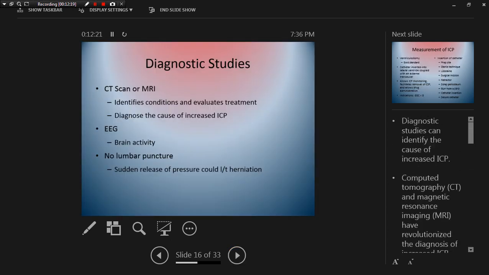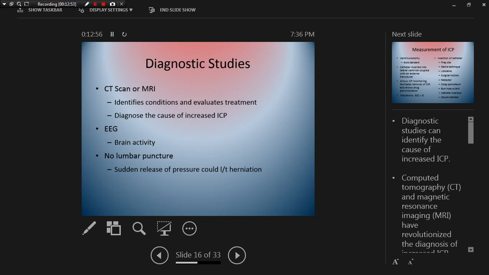So diagnostic studies, like we said, CT scan is probably the gold standard. It's quick, it's available. MRI is more specific, but we know there's going to be a little longer wait time. But they both can diagnose the underlying cause, maybe evaluate treatment, look at the progression of the problem. EEG, so in these patients where we are determining whether they're brain dead or not, we might look to get a neurology consult, and they might do an EEG to assess for brain activity.